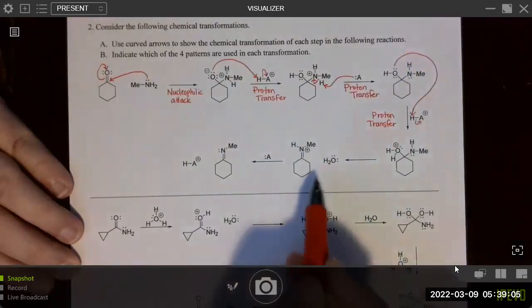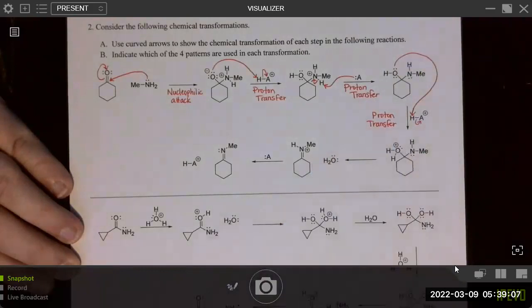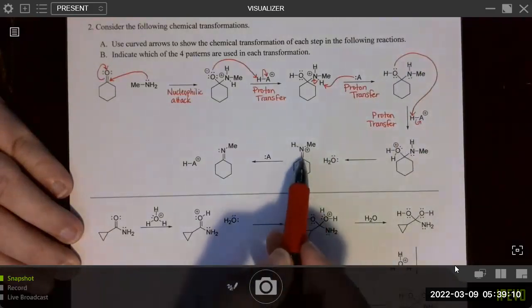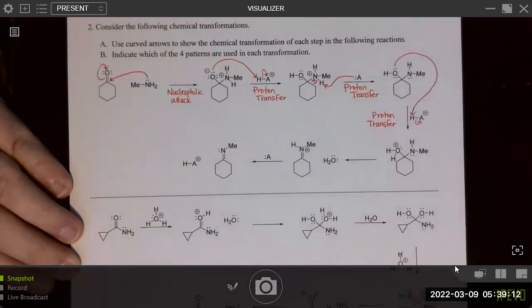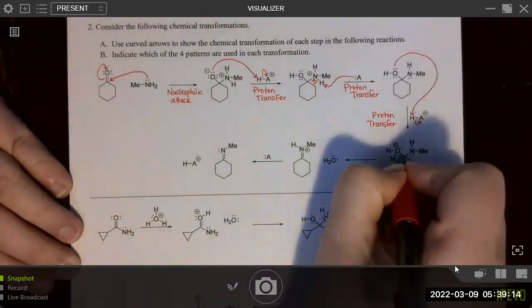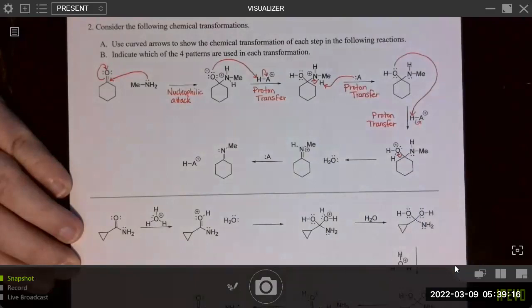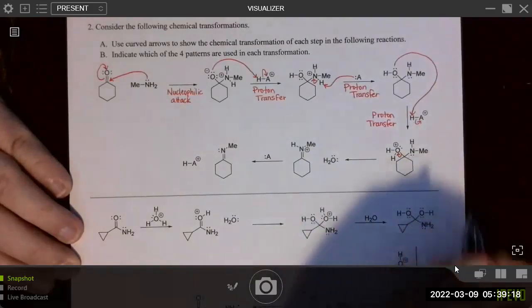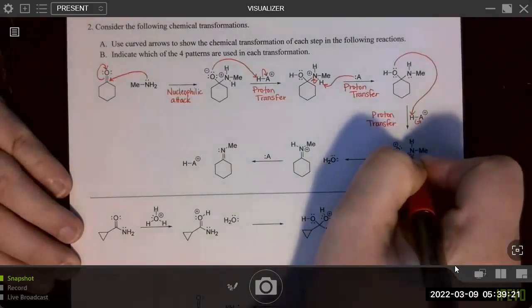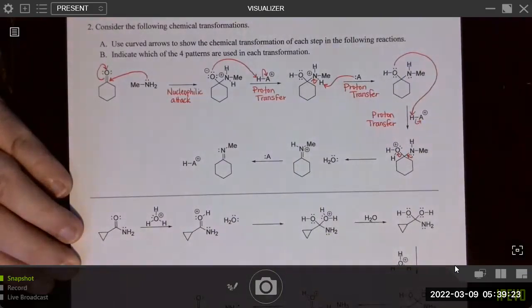Now it looks like water is being expelled, and we are forming a double bond between the carbon and nitrogen. We can show loss of a leaving group, and simultaneously show the resonance arrow to form the carbon-nitrogen double bond.